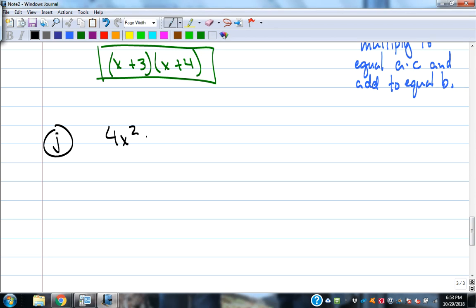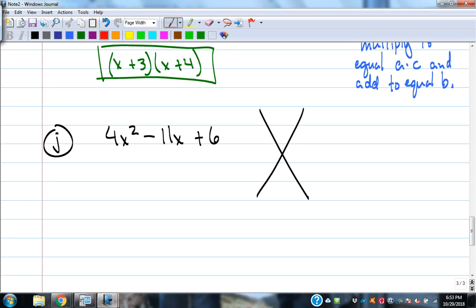4x squared minus 11x plus 6. I still go through the work of checking descending order and GCF. Don't ever forget those things. Those are important. Okay? 4x squared, 11x, and 6 don't have a GCF. It is in the right order. It has how many terms? 3. So that tells me I'm going to do the x method.